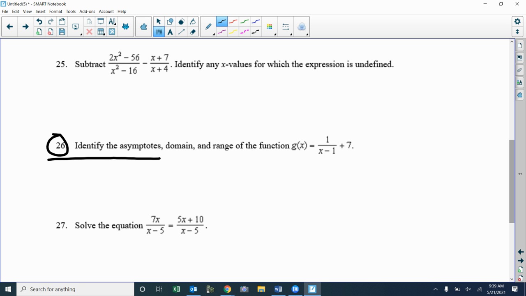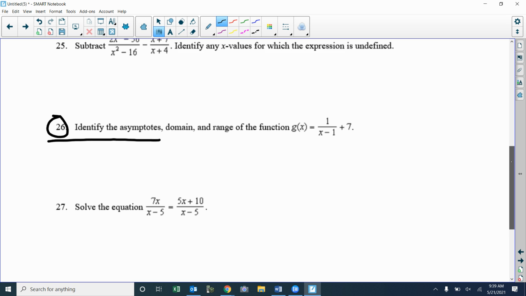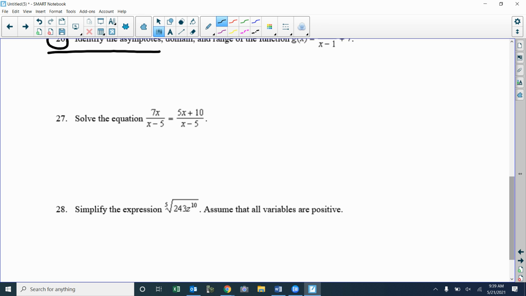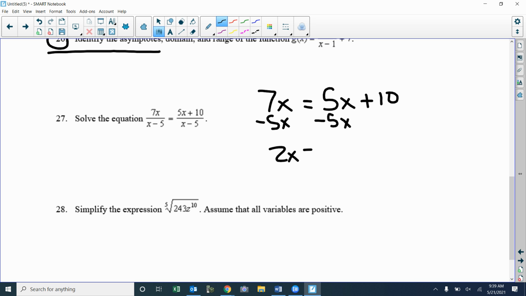Twenty-seven. As we get down there, what's good about 27? It has the same denominator, okay? So it is a nice, simple problem. We can say 7x equals 5x plus 10. We'll subtract 5x. We're going to get 2x equals 10. Solving there, we'll get x equals 5.